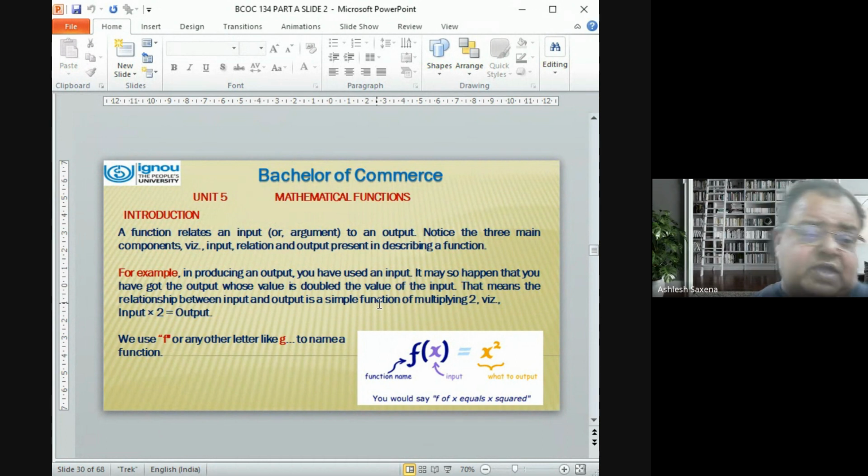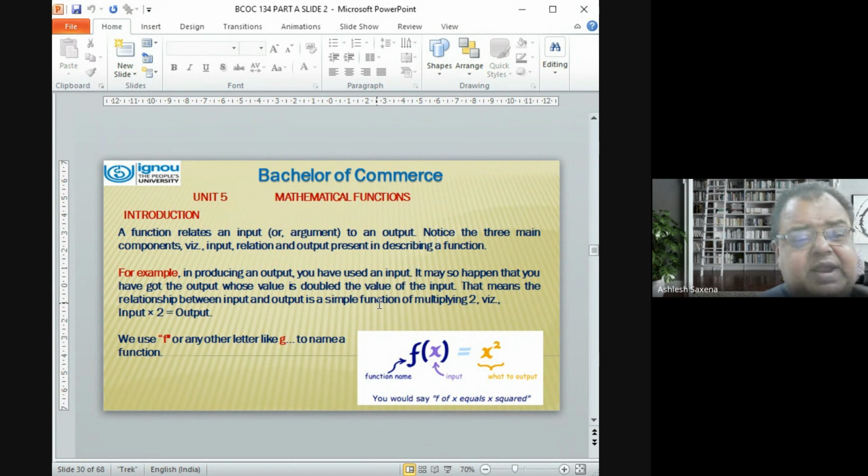For example, in producing an output, you have to use an input. It may also happen that you have got the output whose value is doubled. This means that the relationship between input and output is a simple function multiplied by 2. That means input times 2 is equal to output.